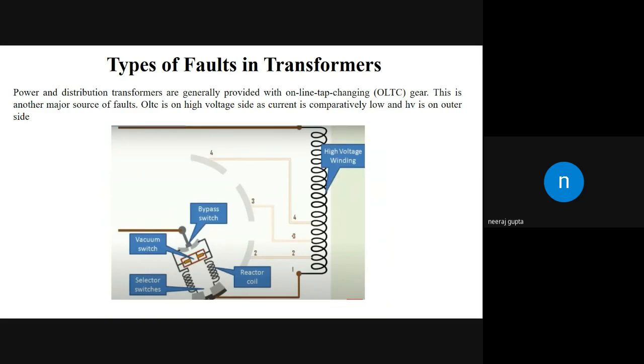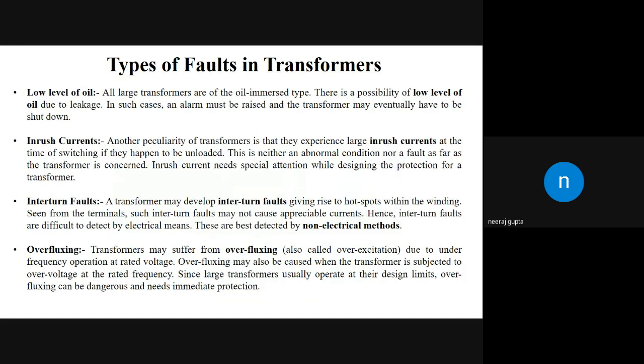If you have read in your machine part how the OLTC works, it has two selector switches, then the reactor coil, then a vacuum switch, and we move this from 1, 2, 3 or 4 by a mechanism so that we can change the tapping. So it is also one of the reasons for faults in the transformer, because the OLTC has the second largest probability of getting a fault. Now, types of faults in the transformer: low level of oil in the transformer.